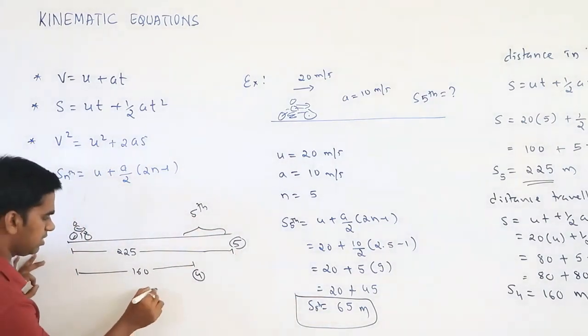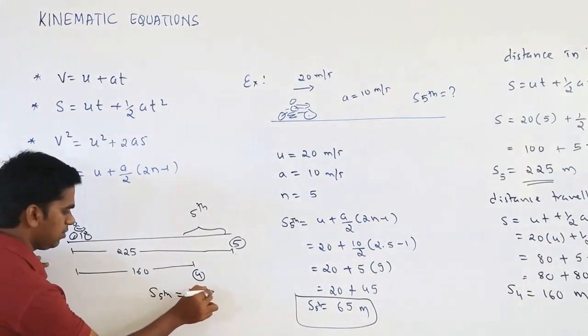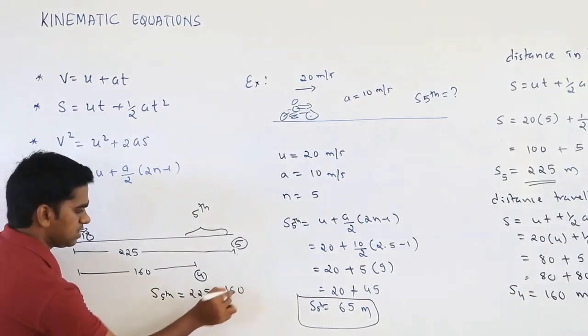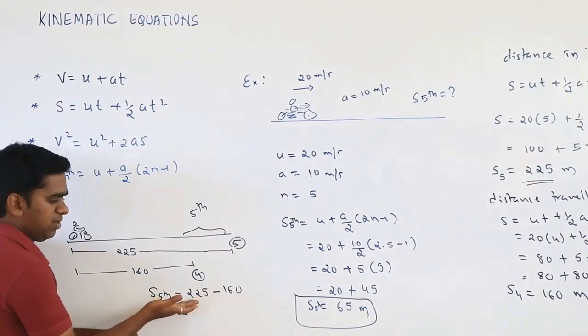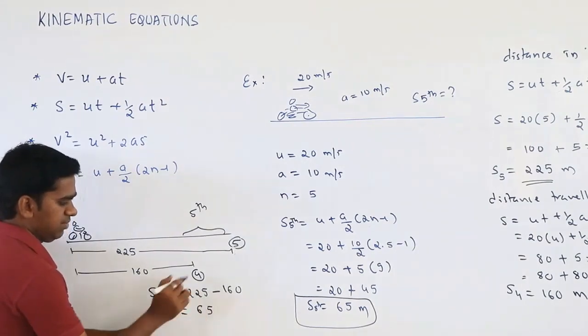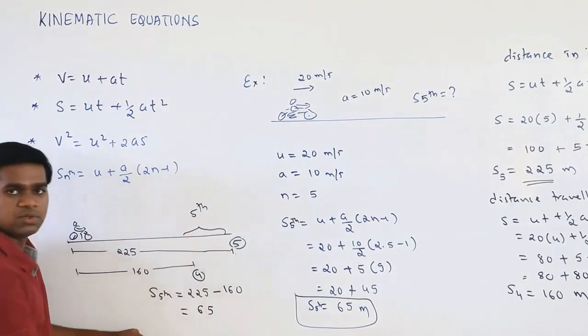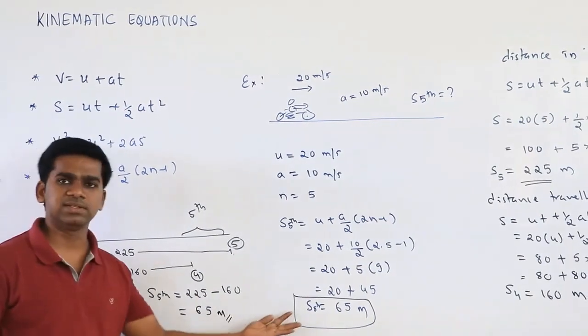So shall I do that? The distance traveled in the 5th second equals 225 minus 160. So 225 minus 160 is 65. So 65 meter, you are getting the same answer.